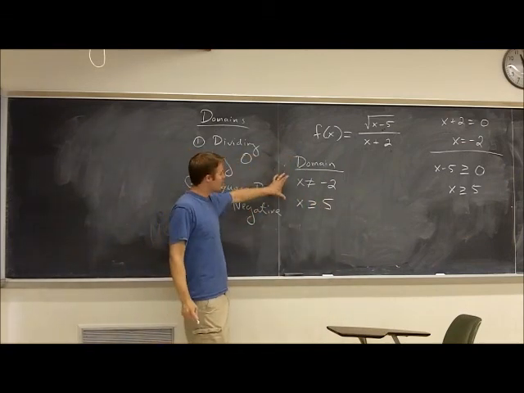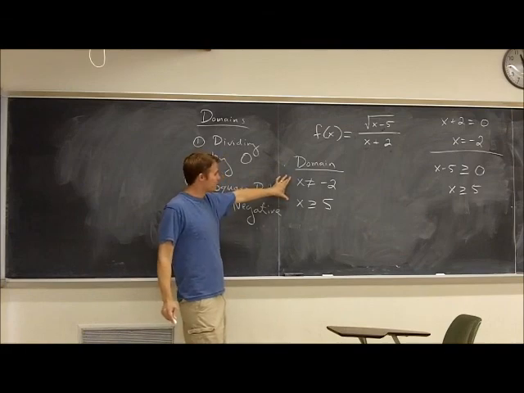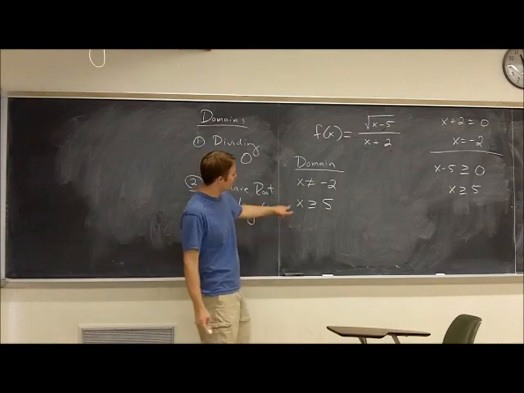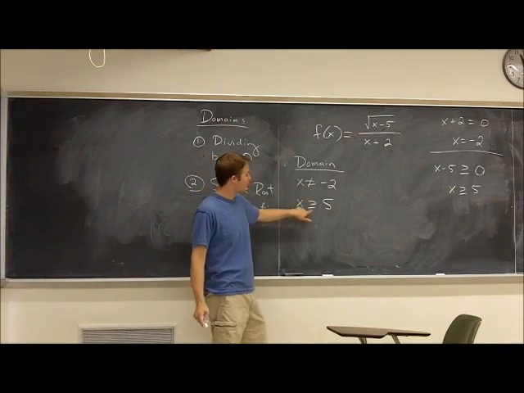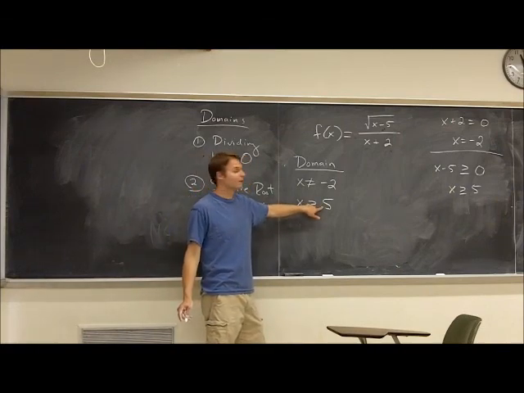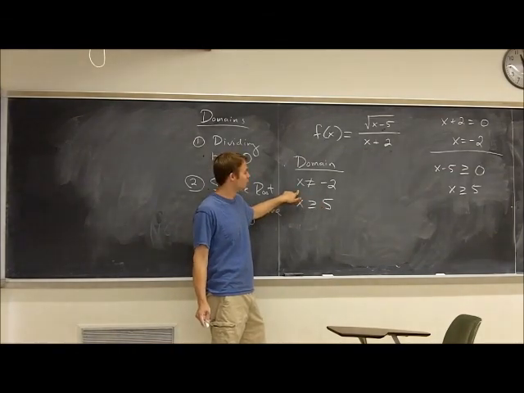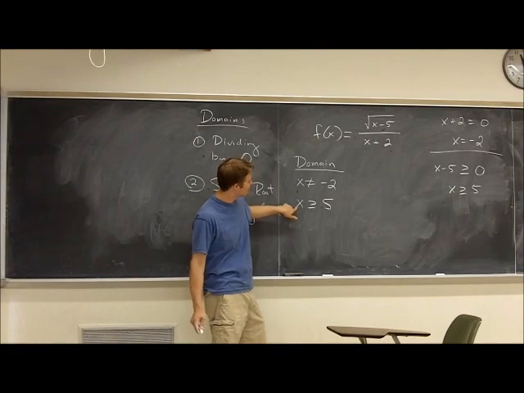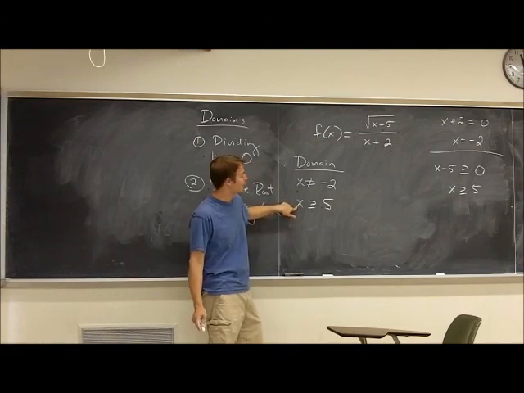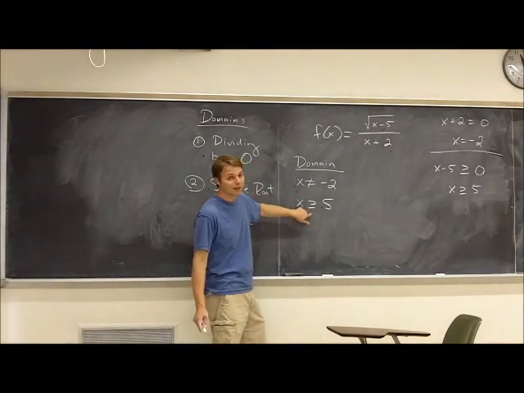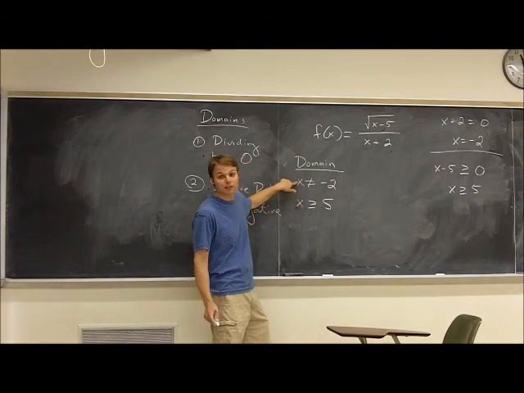Now, at this point, we need to look at our two instructions that we have here and put them together into one thing. For example, this is saying that all the x values have to be greater than or equal to 5. This says none of the x values can be equal to -2. Well, if x is greater than or equal to 5, that automatically assumes that we won't have a -2 in there, because -2 is smaller than 5.